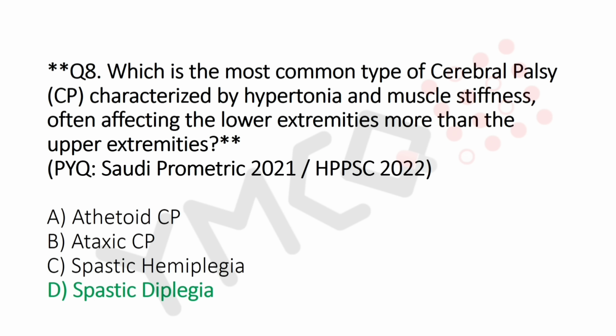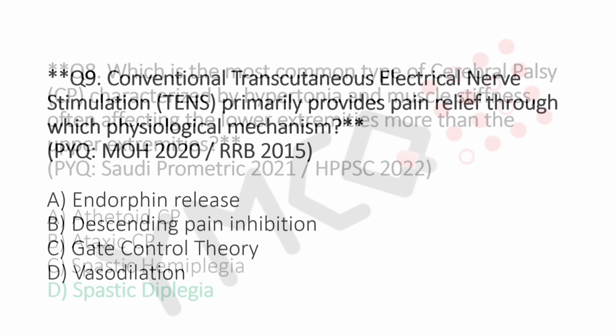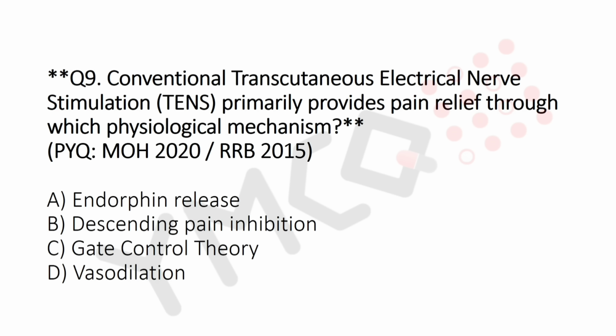Okay, now let's move to question number 9. Conventional transcutaneous electrical nerve stimulation, that's TENS, primarily provides pain relief through which physiological mechanism? Option A, endorphin. Option B, descending pain inhibition. Option C, gate control theory. Option D, vasodilation. And the answer is option C, gate control theory.